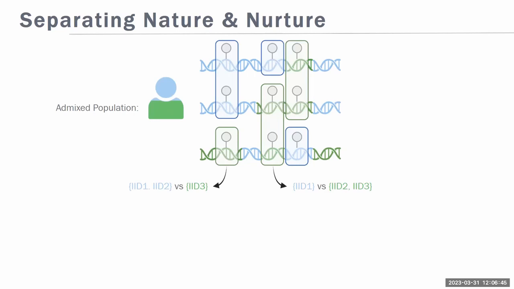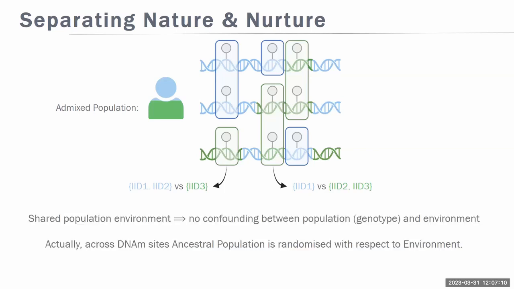So if you look at the first methylation site, the genotypes of the first two people are in the blue ancestral population context, and the third is in the green ancestral population context. At the next methylation site, it changes, and only the first person is in the blue ancestral context and the bottom two people are in the green ancestral context. That's ideal for us, because we have the two ancestral genotypes in the same environment. So we've broken the confounding of genotype and environment by keeping the environment, in a sense, constant.